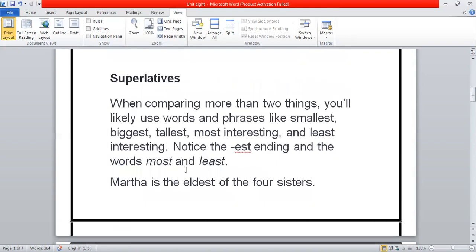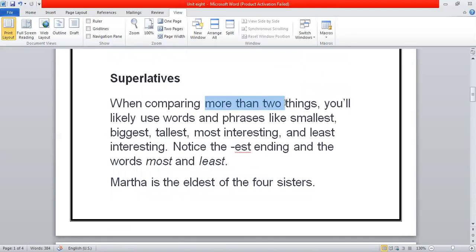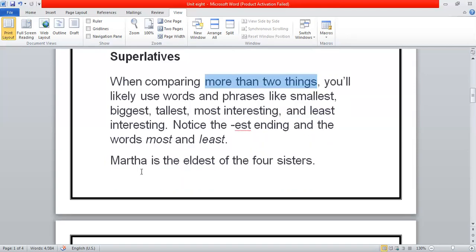If I want to compare between more than two, I use the superlatives. When I say more than two things, you likely use words and phrases like smallest, biggest, tallest, most interesting, least interesting. So I use EST or most and least. Like when I say Martha is the eldest of the four sisters.